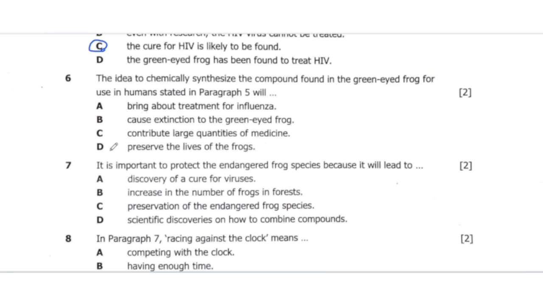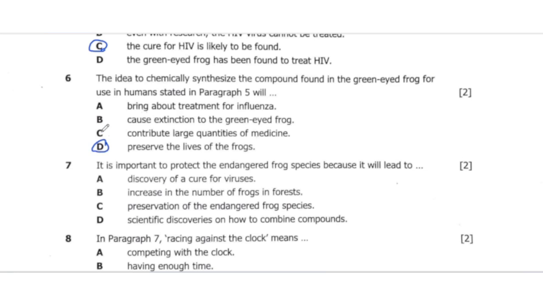So the correct answer is this. Well, let's try to go through and bring about treatment for influenza, cause extinction to the green-eyed frog, contribute large quantity of medicine. So here it is: the reason to synthesize is to make the medicine to preserve the lives of frogs. Since we are told that it doesn't stay long in the body, the idea to synthesize is to make it stay longer in the body.